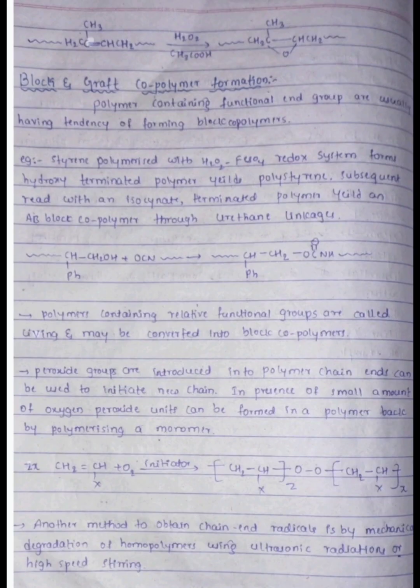Next is block and graft copolymer formation. Polymers containing functional end groups usually have a tendency of forming block polymers. For example, styrene polymerized with H2O2 or FeSO4 redox system forms a hydroxyl terminated polymer, yielding polystyrene. Subsequently, it is reacted with an isocyanate terminated polymer to yield an AB block copolymer through urethane linkage.